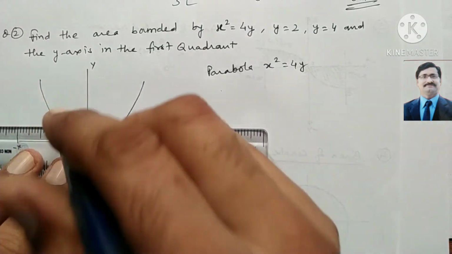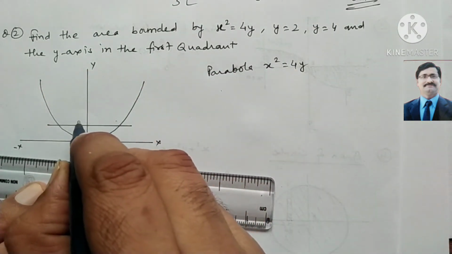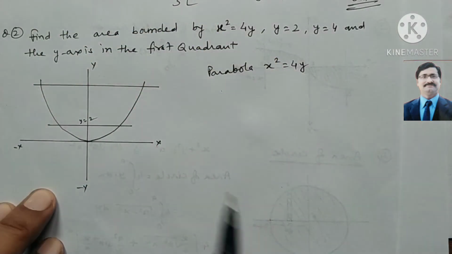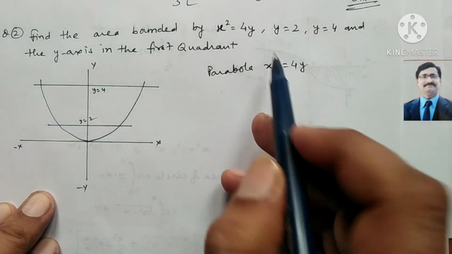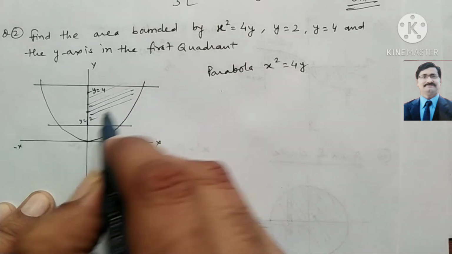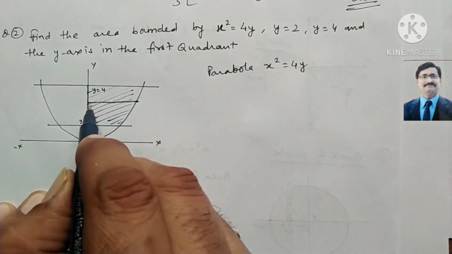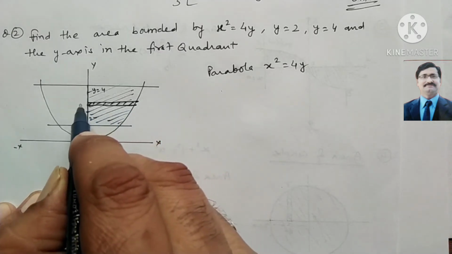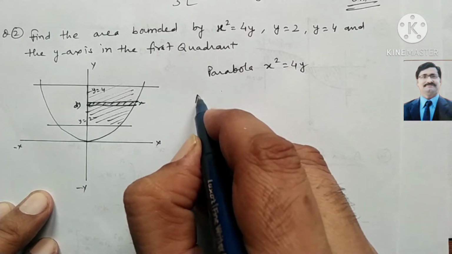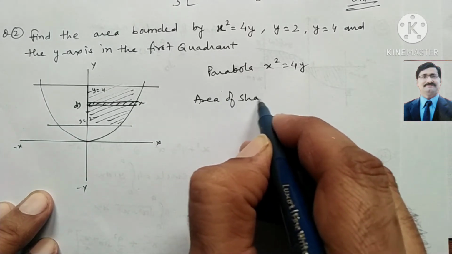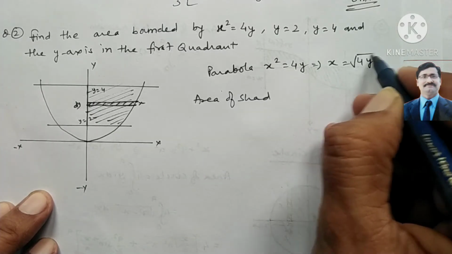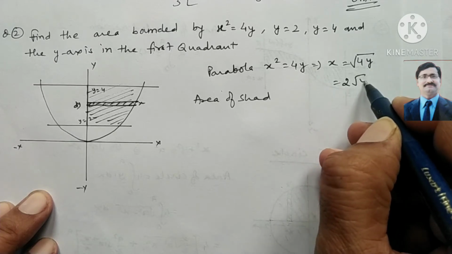Here this line is y equal to 2. Okay, and the second line is y equal to 4. Okay, these two lines, and the y-axis and first quadrant, means this area we have to find, and we prepare a strip here. The strip length will be dy, and this length is x. So look here, area of shaded region. Here x we have to find. x is equal to root of 4y, and root 4 is 2, so 2 root y, we can write, this is x from the parabola.